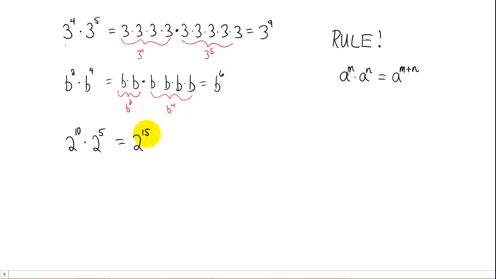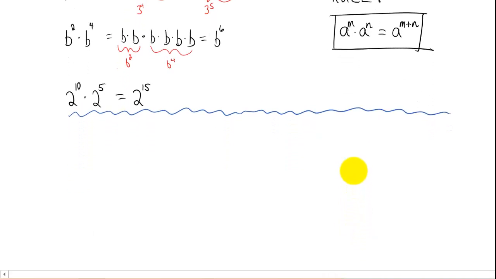You can always add those powers together for your result. Okay, let's box that rule up. Now let's come up with another rule. Let's say, for example, we have 2 to the 4th power, but that whole thing is cubed. Now what does that actually mean?